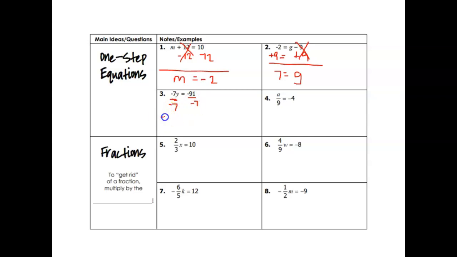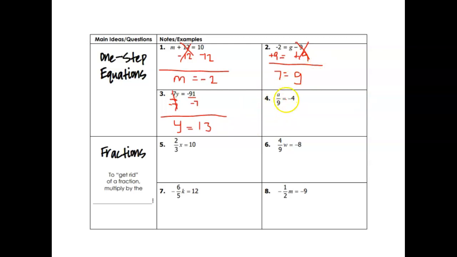Okay, when I do that, again, the 7s cancel out, so I end up with a y. Then I got a negative 91 divided by negative 7. I know that's a positive value. And if I plug that into my calculator, I would get a positive 13. So y equals positive 13.